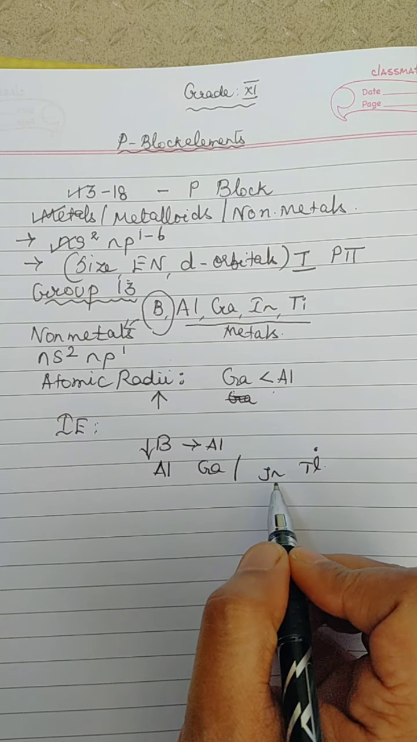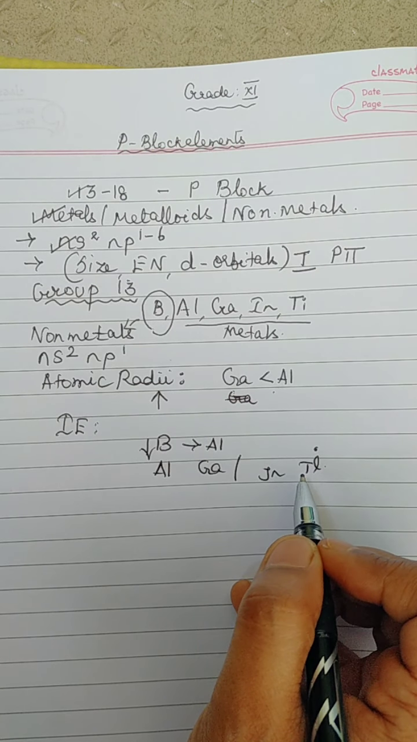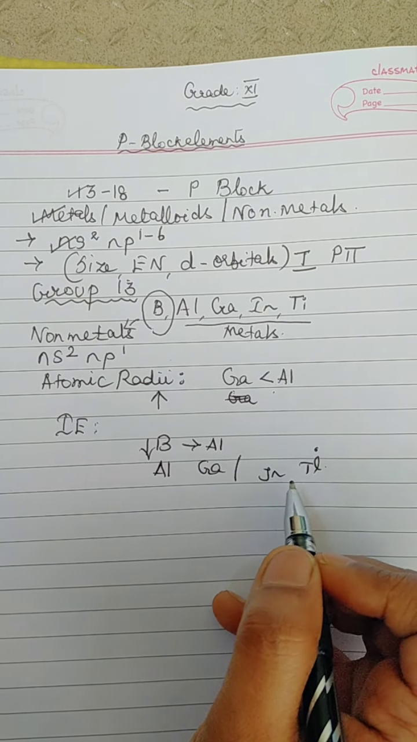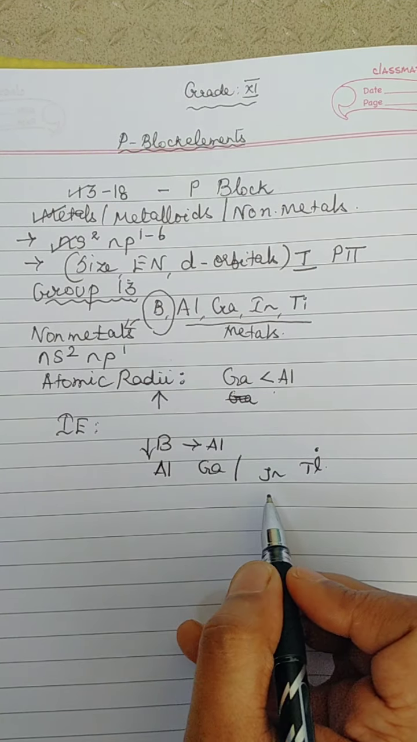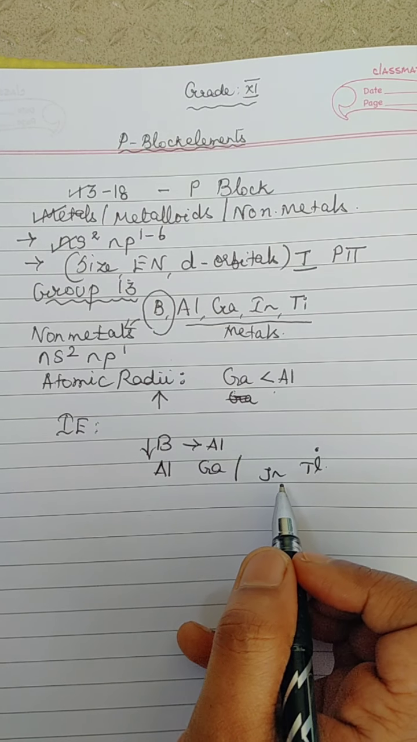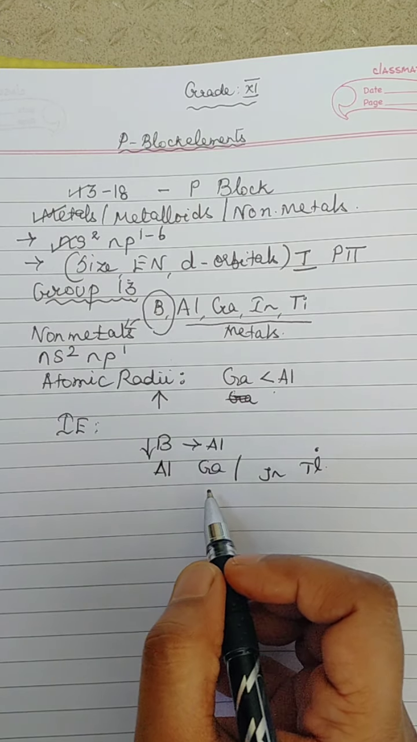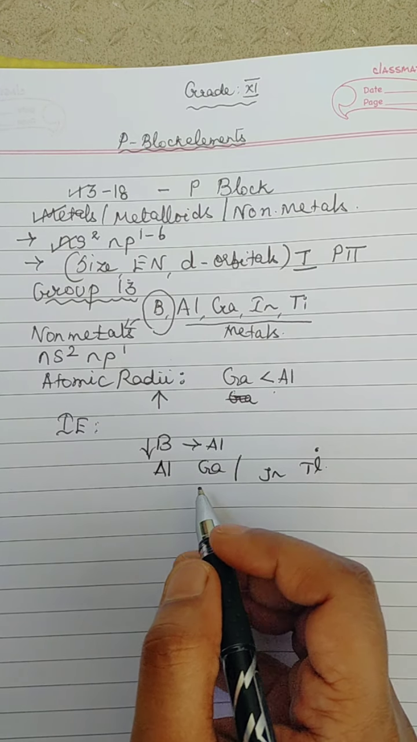indium and thallium. This is due to the inability of the d and f electrons, which have a lower screening effect, to compensate for the increase in the nuclear charge. So when you look into the sum of ionization enthalpy of these three elements, it is said to be high.